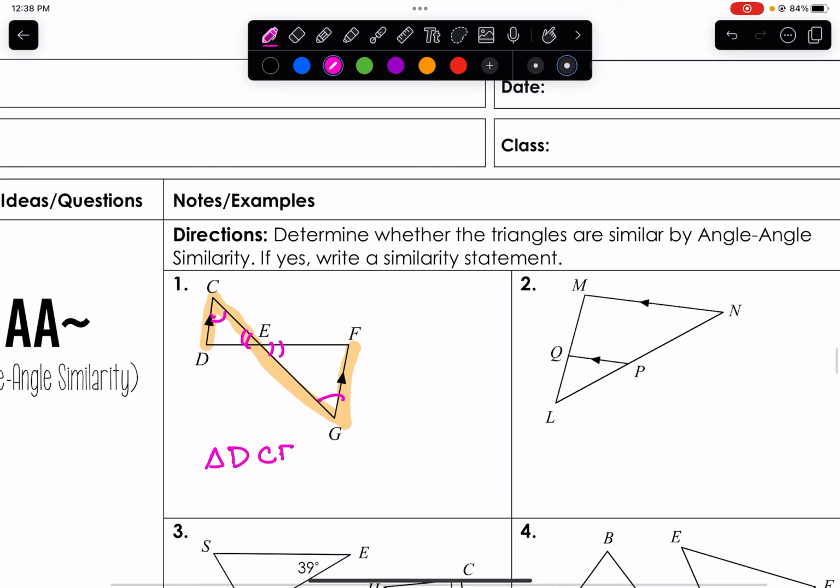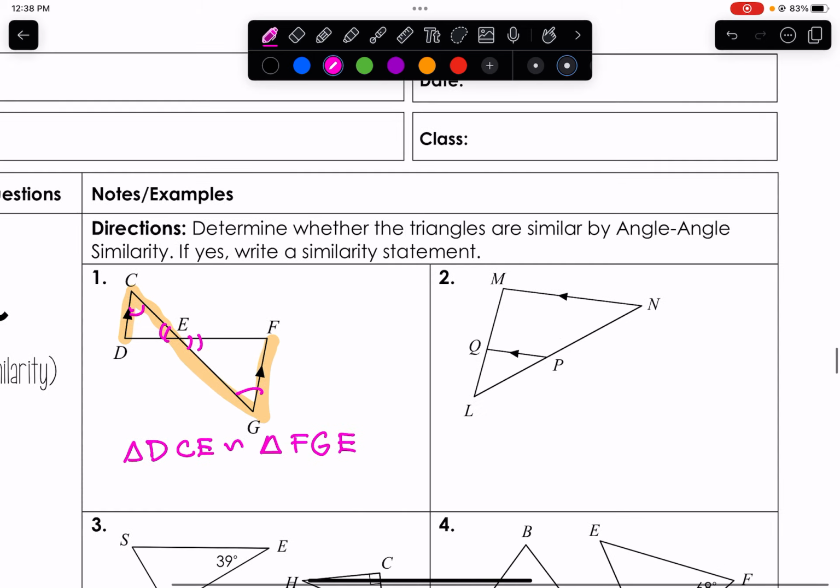So DCE is similar to FGE. I'm following the marks that I made. D and F are both unmarked. C and G have 1 mark. E has 2. So that is my similarity statement.